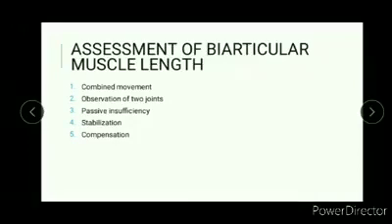For example, whenever we are checking for the length of hamstring, usually we perform a straight leg raise, a passive straight leg raise. That is maintaining the knee joint in full extension and performing hip flexion. While doing so, if the pelvis is not stabilized properly, it can result in posterior tilting of pelvis. And then it will result in a false increase in the range of hip flexion, which must be prevented.